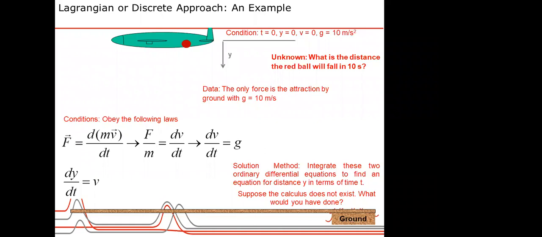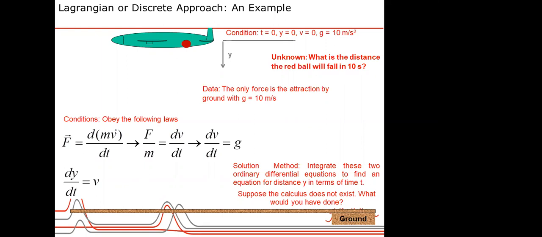So let us look at how these are numerically integrated using a very simple example. Let us suppose there is some plane flying, and the ball is dropped. The red ball is dropped from some height, and it is like a particle, and it is going to fall through air, which is a continuous fluid. So the question is, what distance will the red ball fall in 10 seconds? How do we find this? We know from basic physics that we have an analytical solution for this problem.